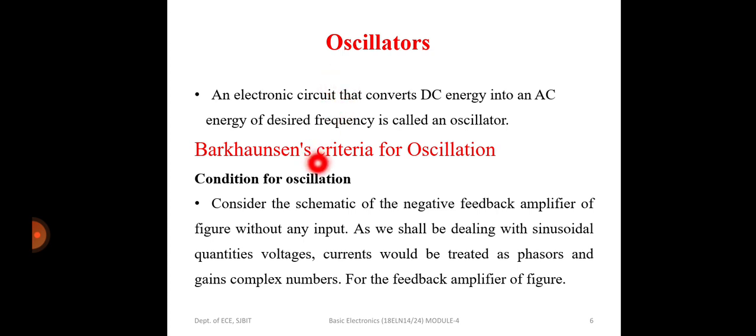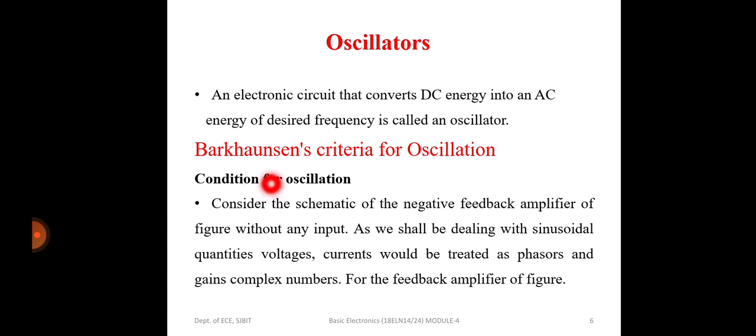Now, in order to make a device work as an oscillator, it should satisfy some criteria, and that criteria we call the Barkhausen criteria for oscillation. Oscillation is nothing but the movement of a pendulum. The better example I can give is that the movement of a pendulum is an example of oscillation. So what is the condition? The Barkhausen criteria is a condition. Now what does this state?